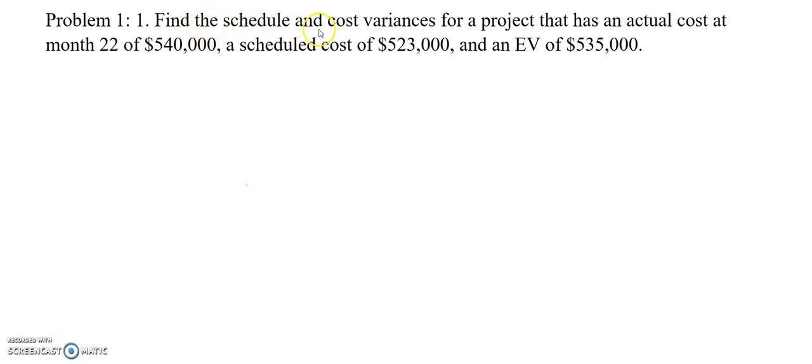Problem 1. Find the schedule and cost variances for a project that has an actual cost at month 22 of $540,000, a scheduled cost of $523,000, and an earned value of $535,000. So we have to find the cost variance, which is equal to earned value minus the actual cost, and we also have to find the schedule variance, which is equal to earned value minus the planned value.